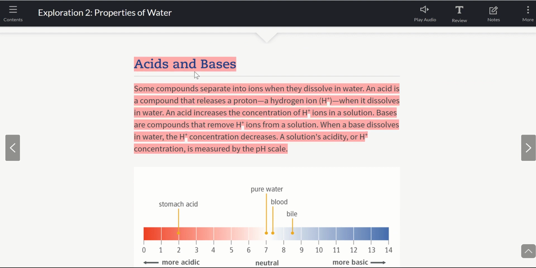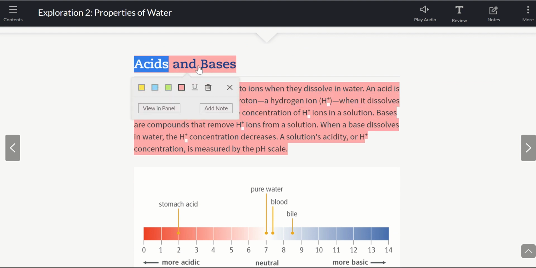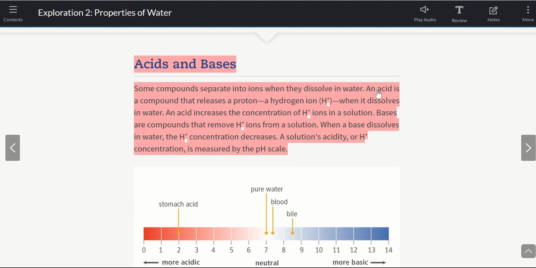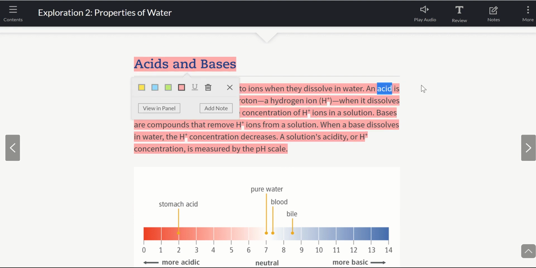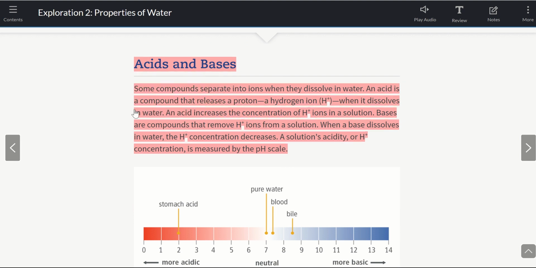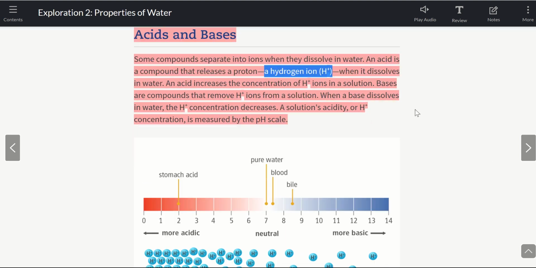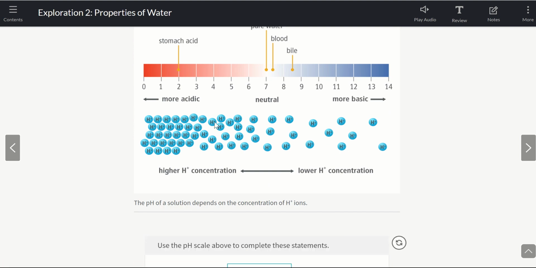Now, the last thing we want to talk about is the difference between acids and bases and why they are what they are. So an acid is when you put a molecule in with water, it is going to change the molecule, and it is going to release a hydrogen ion. And the more hydrogen ions we get, the more acidic that solution becomes.